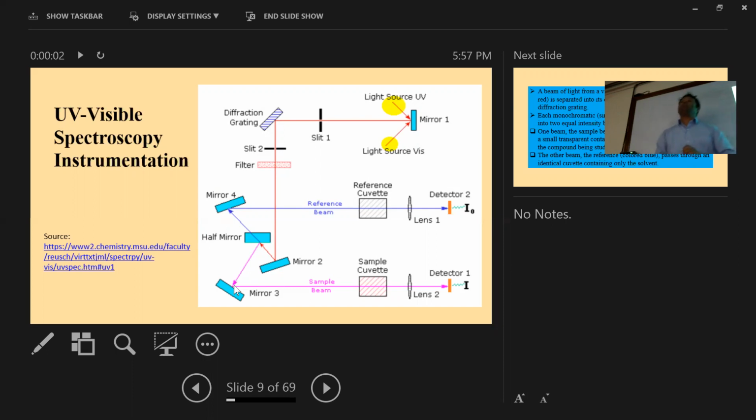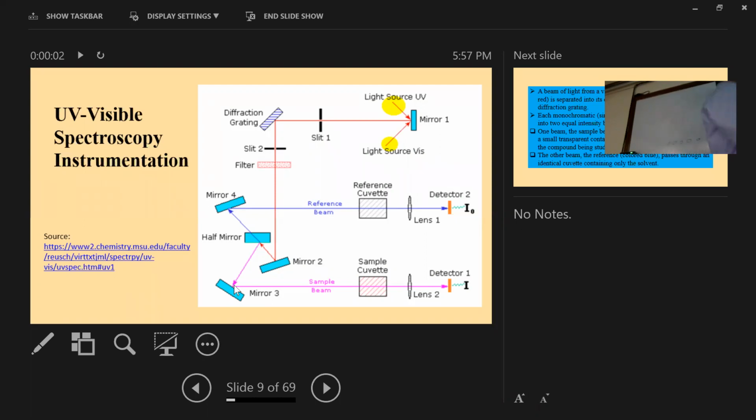That means we are putting one solvent here. The solvent we have used here, we are using the same solvent in the same cell. That means we will have two cells exactly similar, same size, same shape, and same volume. We will put our sample in one, and the other would be the reference, that means the solvent.